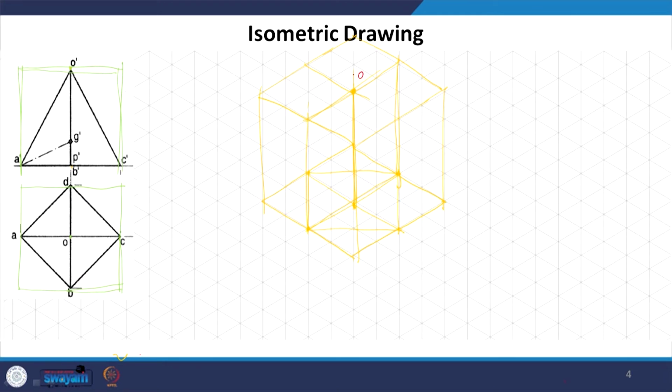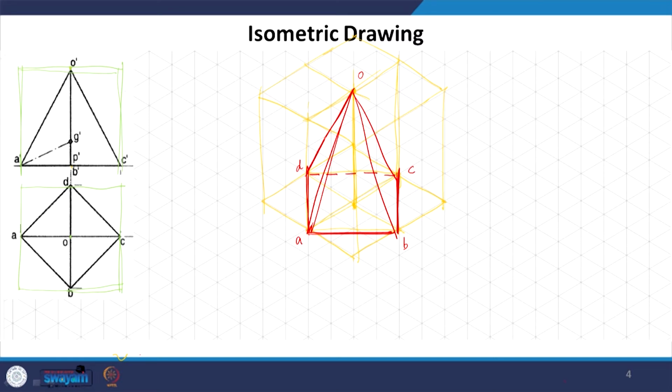So, this is O, and here A, B, C and D are the four points, and this is O. Now, we can join AO, AB, AC and AD, and then this is the base, this will be the dotted one, and then we can just darken it. This is the final object which we are going to get. The process remains exactly the same.